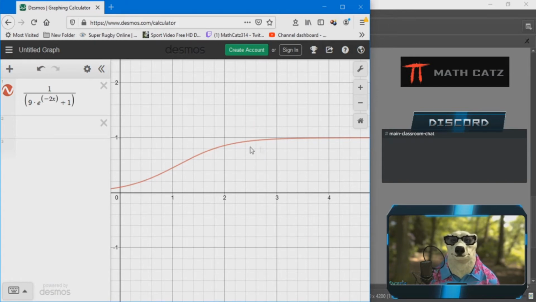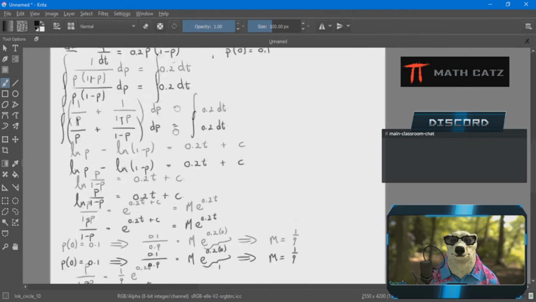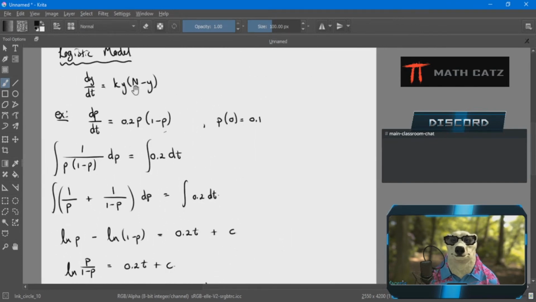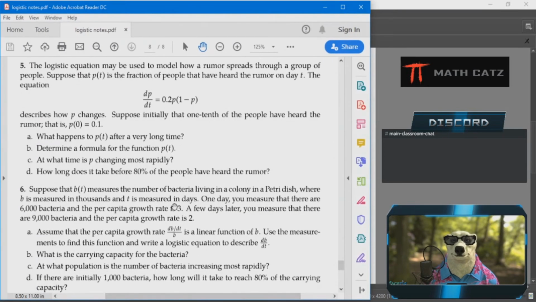My capacity here, I see long term is my 1, which is 100%. So we can write that down, but you can see it here. The capacity is 1, and that made total sense because our capacity was built in there, and that is the 1 for 100%. What other questions do they ask here? At what time, okay, we're going to get to that in a second. I'm going to do the D one first.